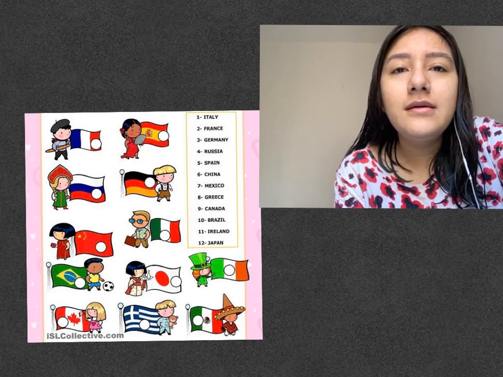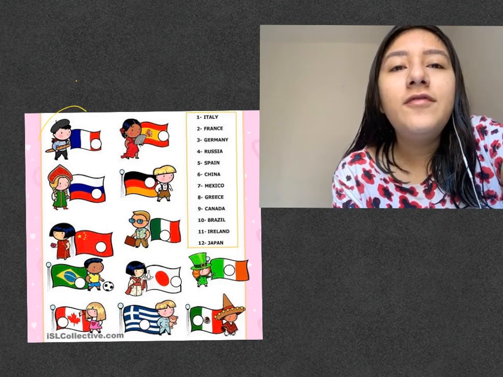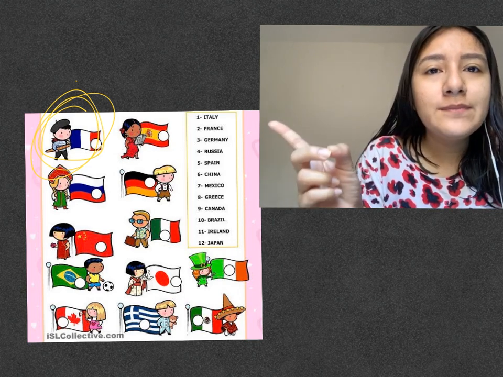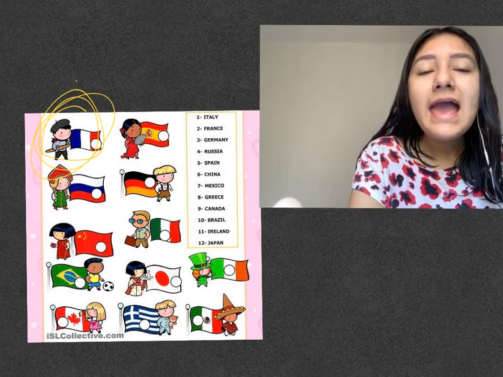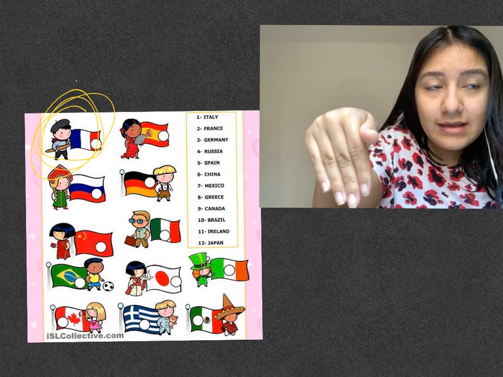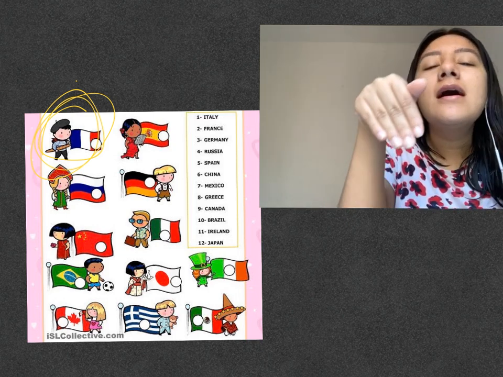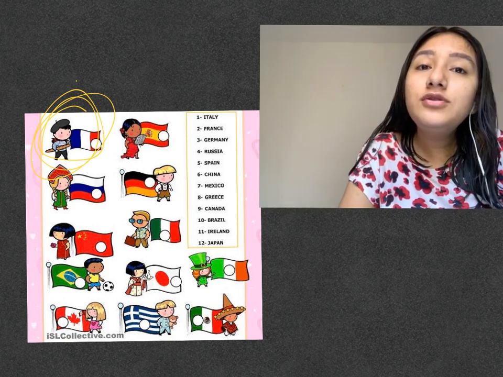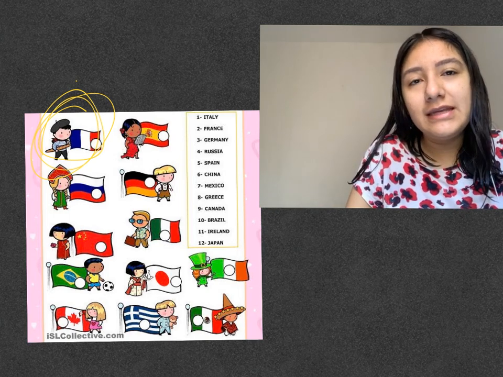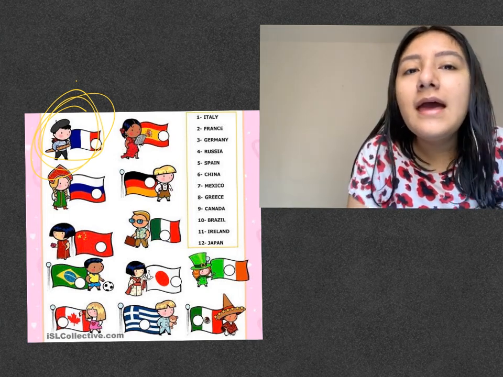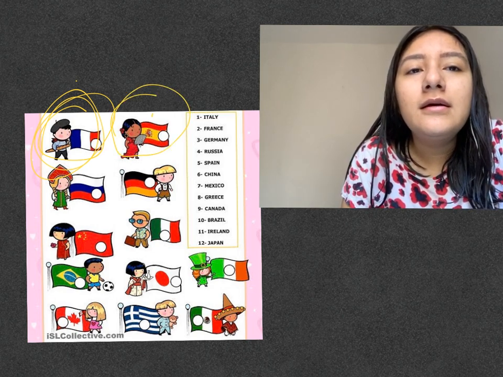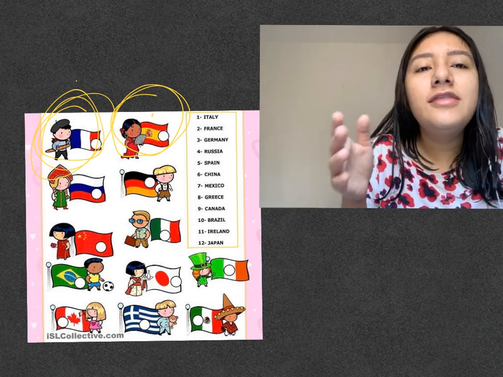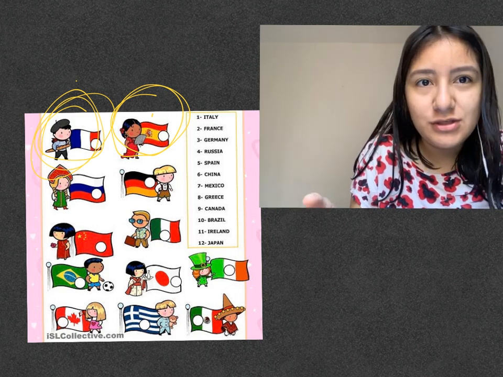Okay, so in this little picture, the first one, I'm going to select it. The first one, you can see the flag, that's France, and that's the country. And someone that lives in France is called French. So that's the difference between the country, France, and the nationality, French. And the next one, you can see the little flag. The country is Spain and the nationality is Spanish.